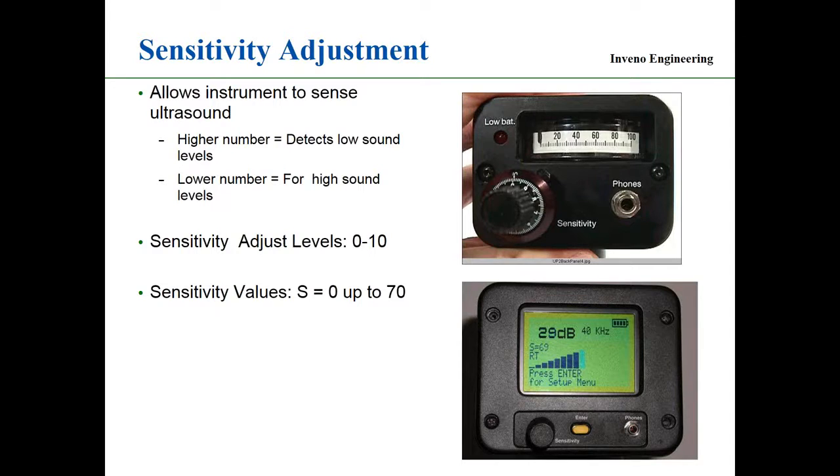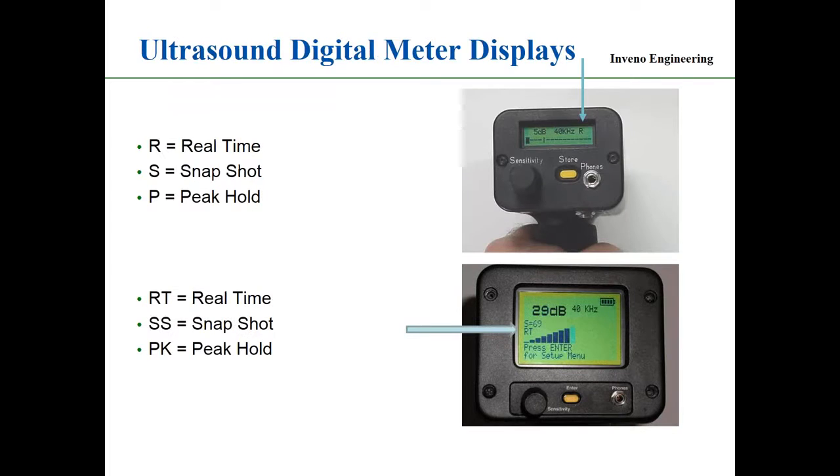The sensitivity values can be 0 to 10. The sensitivity values can be 0 to 70, depending on the instrument that you're using. The other thing is that on these units you can have real-time, snapshot, and peak hold, which are the ability to look at the peaks or just a snapshot or real-time. For testing valves, we always want to be in real-time mode.